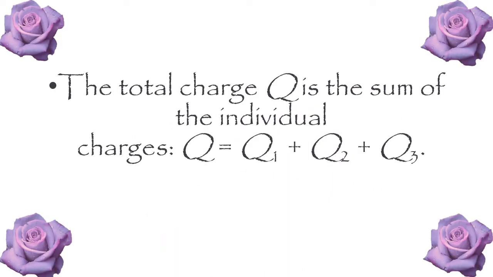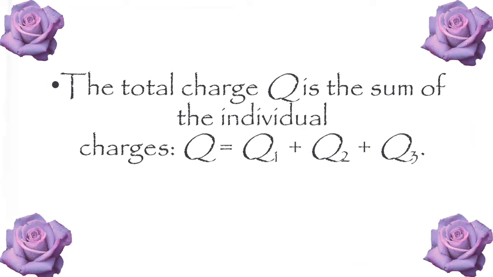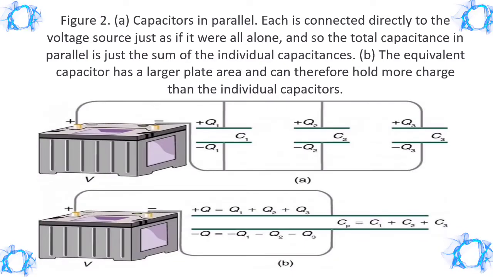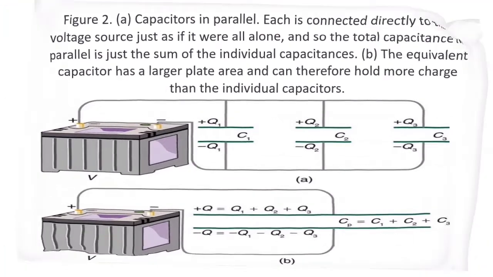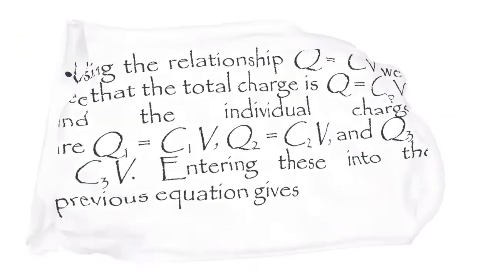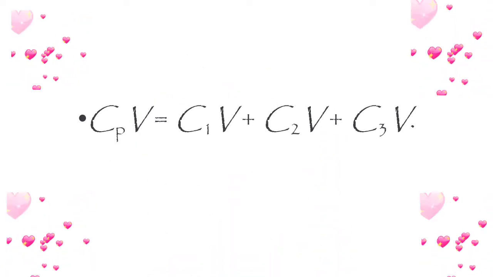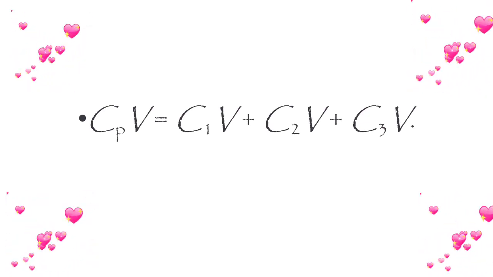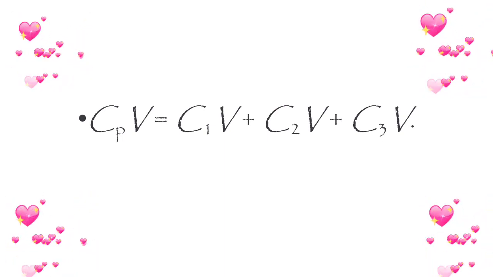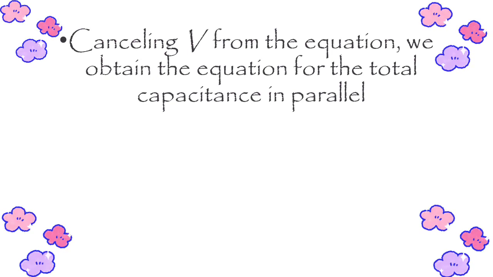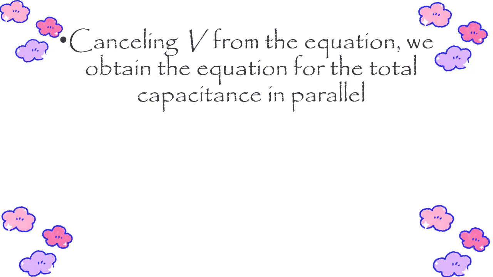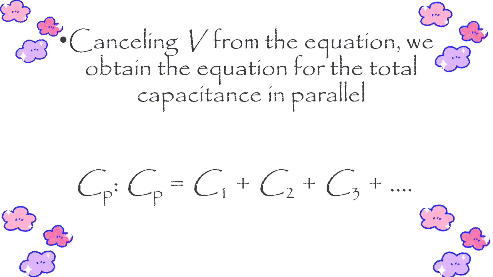The total charge Q is the sum of the individual charges. Q equals Q1 plus Q2 plus Q3. Parallel capacitance times voltage equals C1 times V plus C2 times V plus C3 times V. Cancelling V from the equation, we obtain the equation for the total capacitance in parallel. Cp equals C1 plus C2 plus C3.